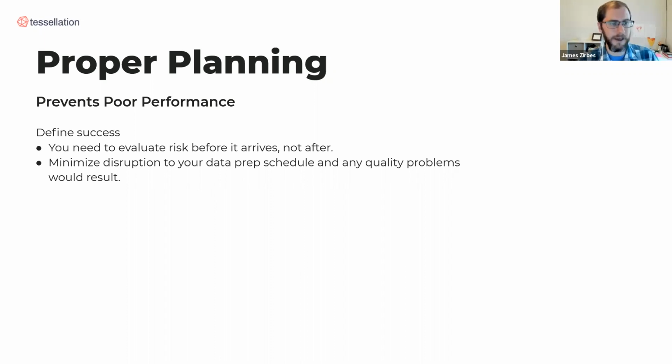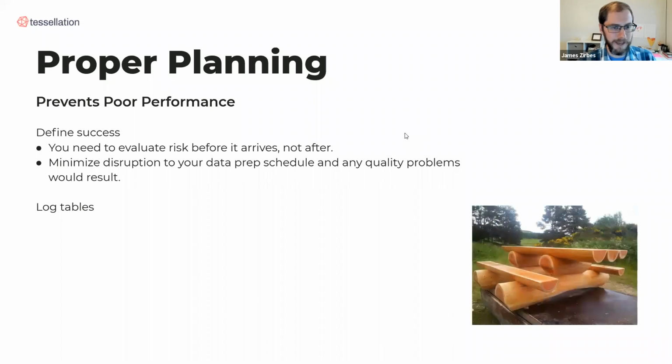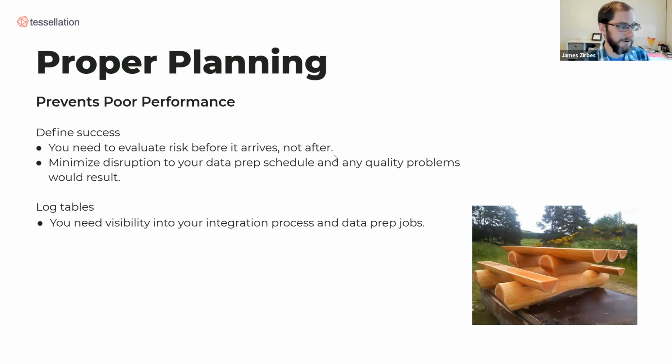So how do you do this? How do you plan for success in this area? Well, we need some data. So we need some log tables, right? And here's my visual dad joke of just, we need those kind of log tables. No, maybe not. Ultimately, we need data. We need visibility into our integration process and our data prep jobs. You need to be able to see the kind of thing that we were looking at that team clearly wasn't.